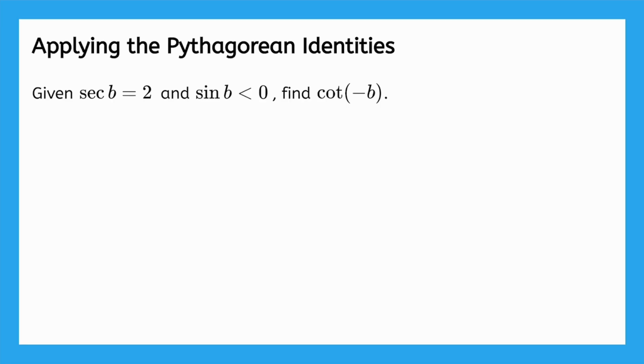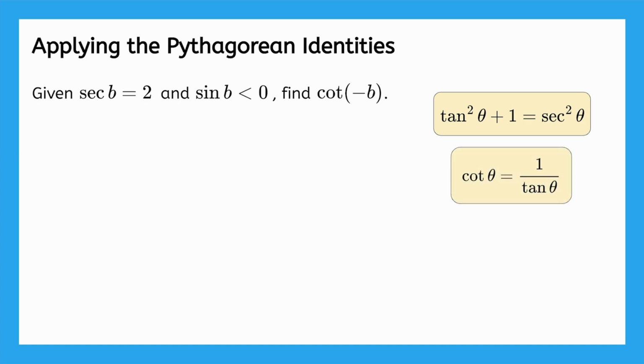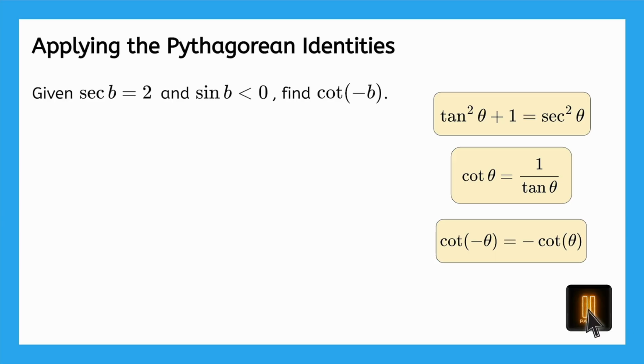Let's take a look at your reference sheet to see which identities might help us solve this problem. We are given a value for secant and just learned about the version of the Pythagorean theorem that involves secant and tangent. We also know that we can use a reciprocal identity to find cotangent using tangent. And since we want to find the cotangent of negative b, we will want to use an even-odd identity as well. Sounds like we have a plan. Pause now and try it out. Let's see how you did.